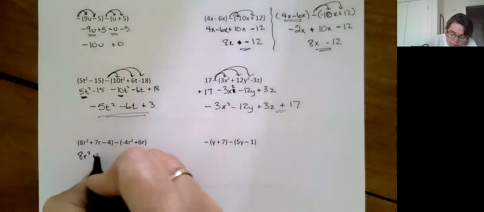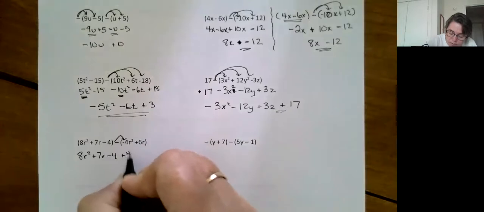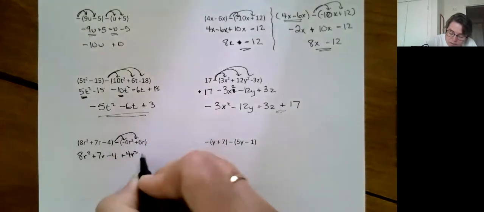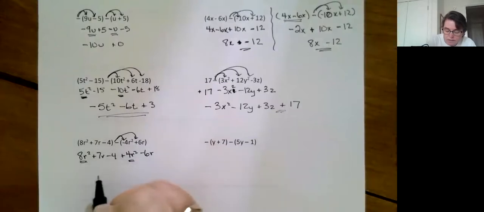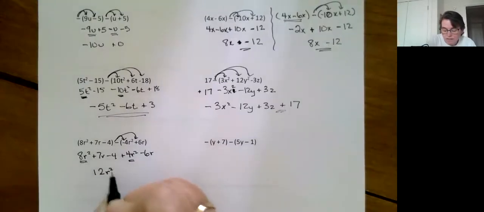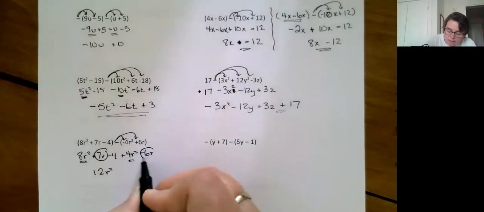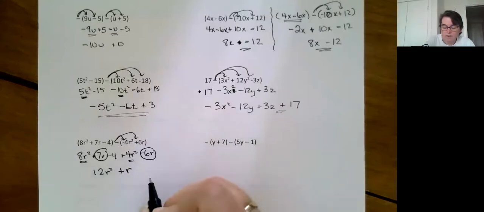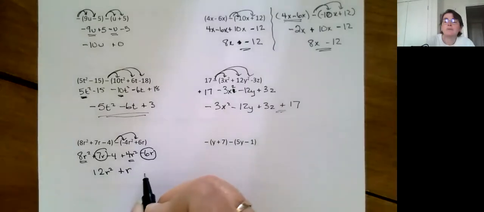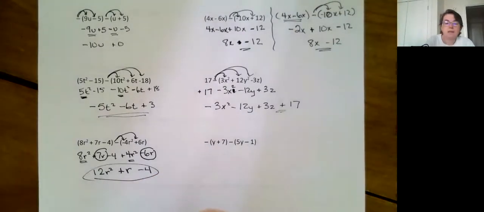All right, we're almost done here. 8r squared plus 7r minus 4, distribute, plus 4r squared minus 6r. r squared, 12r squared. We got 7r minus 6r. So that should be plus r. You can put 1 in there if you want. Don't need it, but if you want to put it there, you go right ahead. And minus 4. Here's my final answer.